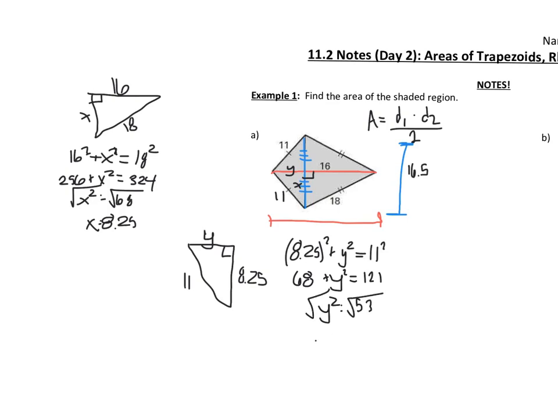You take the square root of both sides. So y is equal to 7.28. I'm going to round to the nearest two decimal places here. Okay, so I know that is 7.28. So to find my red distance, if I know one side is 16 and the other is 7.28, you add those two together. So my red diagonal, when you add them, should be 23.28.